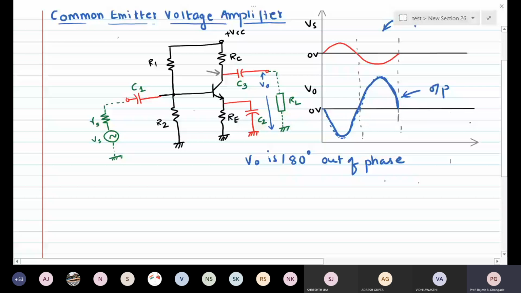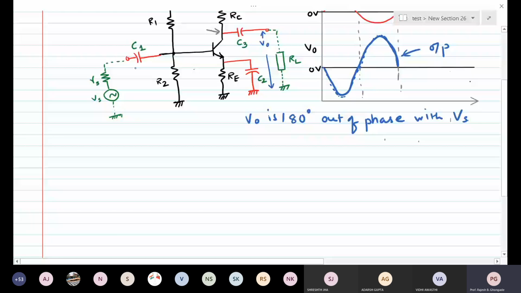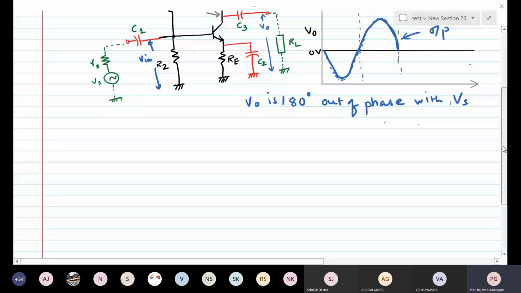Okay. Now, why am I calling this VS? Because there will be another part of the input which is going to appear at this point, which we are going to call Vin. So this is basically the relationship between the input and the output.